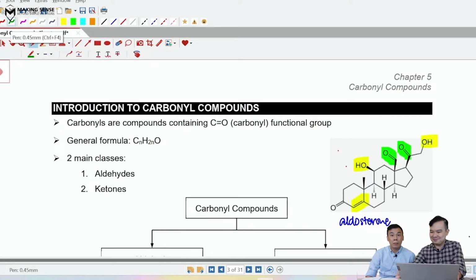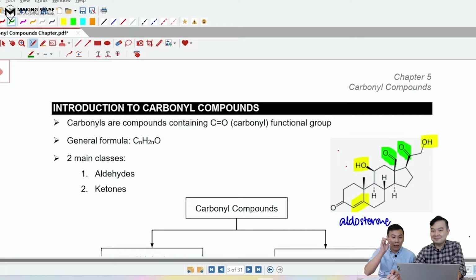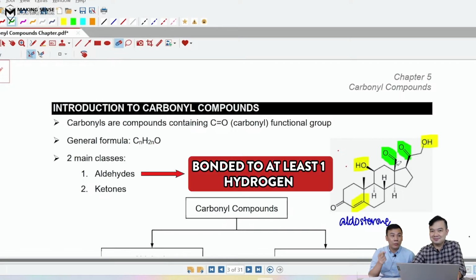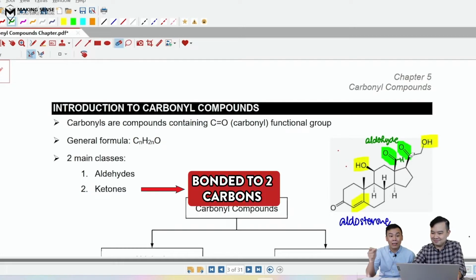This is a C=O, or what people call a carbonyl functional group. To identify a carbonyl functional group, focus on the carbon that is directly bonded to the oxygen. Look to the left and the right of that carbon, and see what it's bonded to. If it's bonded to at least one hydrogen, it's called an aldehyde. So this is going to be an aldehyde. If the carbon is bonded to two other carbon atoms, that's called a ketone. So this is going to be called a ketone.